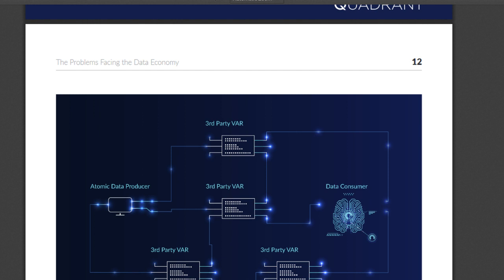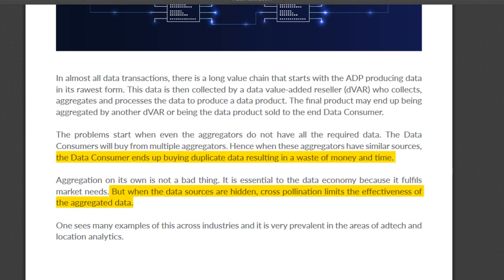So the price to get that same data set has gone up exponentially. They've gotten some other pieces of data with it, but you've gotten the same Mary Sue was at Starbucks at 4 o'clock. You've got it 3 times now, and you've paid for it 3 times, but it's the same data set each time. So data consumers end up buying duplicate data, resulting in waste of time and money.